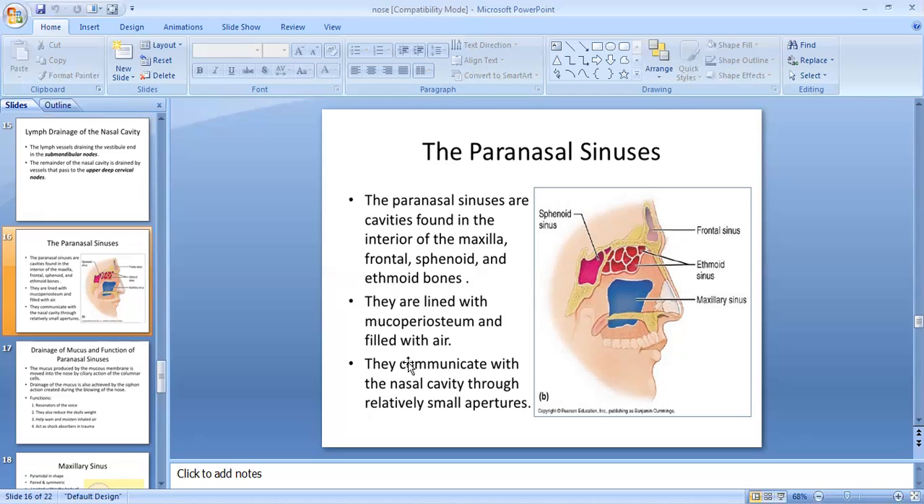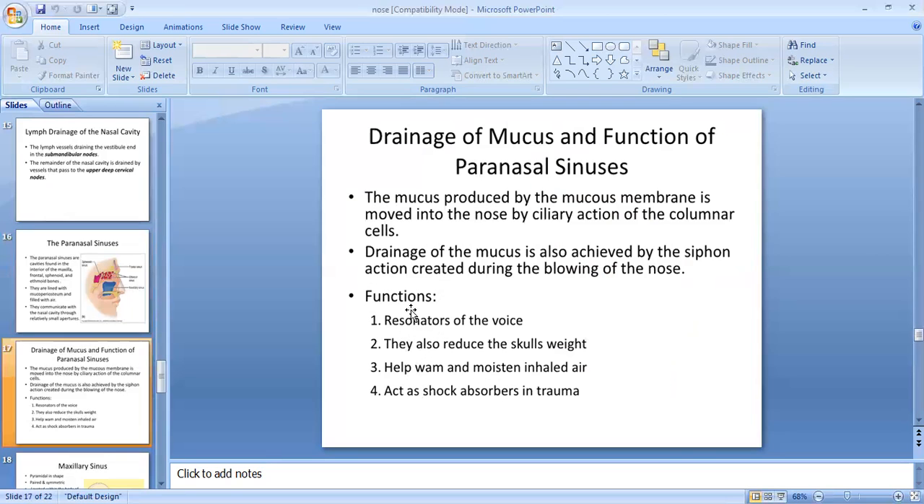They are lined with mucoperiosteum. Since it's a cavity, this cavity is filled with air. They communicate with the nasal cavity through relatively small apertures. The mucus produced by the mucous membrane is moved into the nose by the ciliary action of the columnar cells. Drainage of the mucus is also achieved by the siphonage created during the blowing of the nose. So what are the functions of these sinuses? They are resonators of the voice. They also reduce the skull's weight.